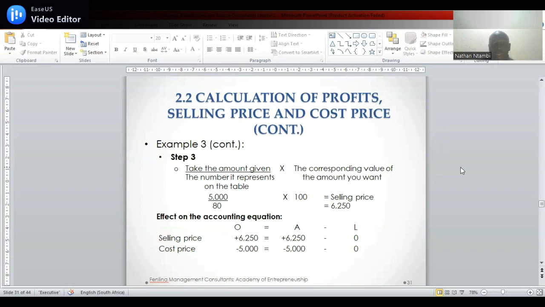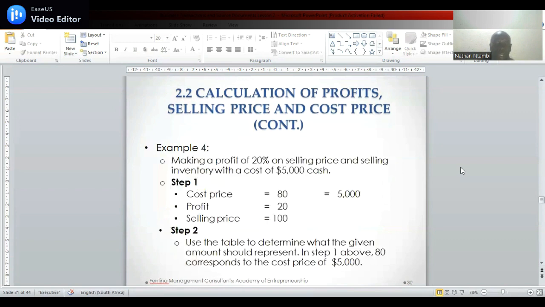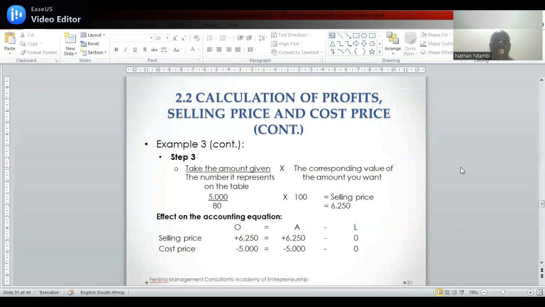Cost and inventory will be reduced. Selling price is going to be 6,250 equals asset 6,250. Remember, everything was transacted on cash basis. Our equity is going to increase by 6,250, and the asset cash is going to be increased by 6,250. Then the cost is going to reduce by 5,000, and the inventory is also going to reduce by 5,000.